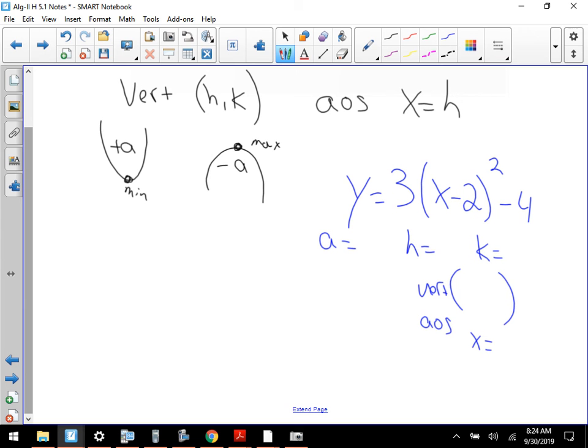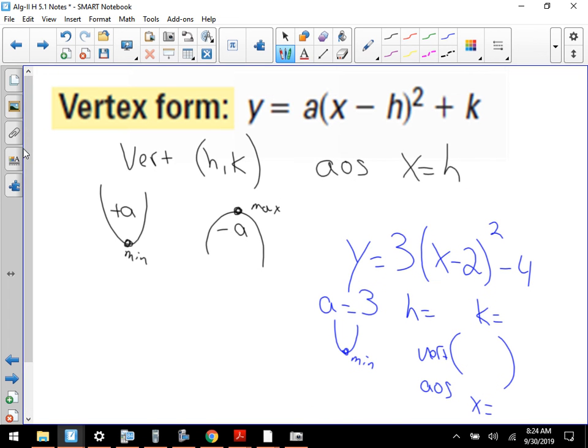What's your A value? 3. Is it up like a cup or down like a frown? It's 3, so it's up like a cup, which makes our vertex a minimum. What's your H and K? It's 2, negative 4. For the H value, if it was just x plus 2, it would have to be x minus a negative 2 for the H value. So the H is 2. The K value, since it's plus K, is whatever the value is. In this case it's negative 4, so our K value is negative 4.